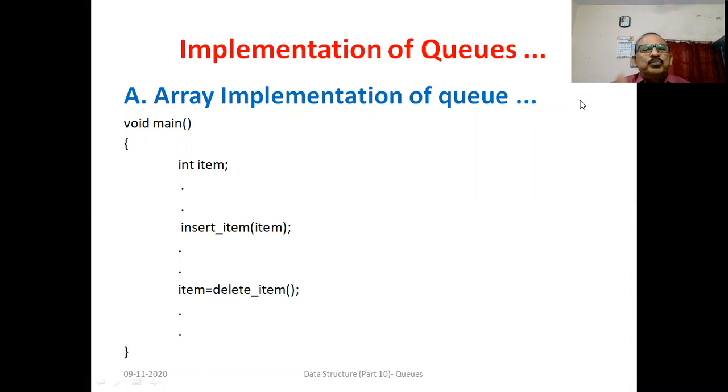Okay, this is the portion of the main function. Depending on your requirement, you can write the code here. Here I am simply writing the insert item function and delete item function. So insert item followed by the parameter, suppose item, and in delete item we first take a variable that takes the information from the function delete. So item is equal to delete item.